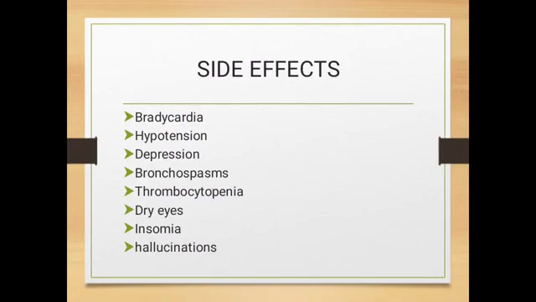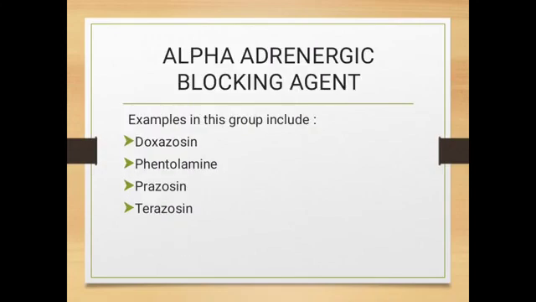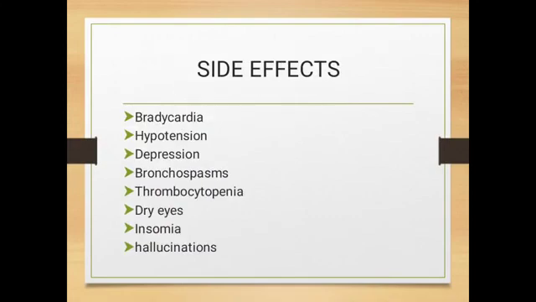Apart from that, thrombocytopenia, so there may be a reduction in production of blood cells, and this may cause other problems, especially where white blood cells are not being produced, the thrombocytes themselves. Then apart from that, dry eyes, insomnia, someone can develop challenges in falling asleep. Apart from that, hallucinations, someone may also start hallucinating because of being on this particular drug. So those are some of the side effects that may be experienced on this particular drug.